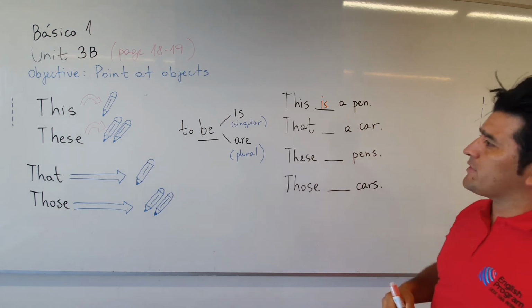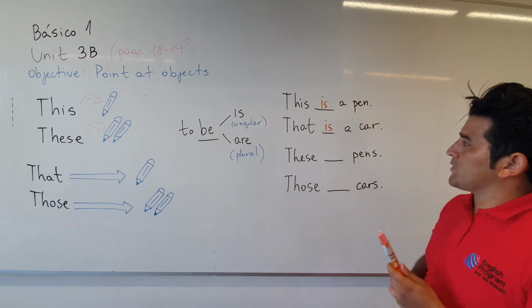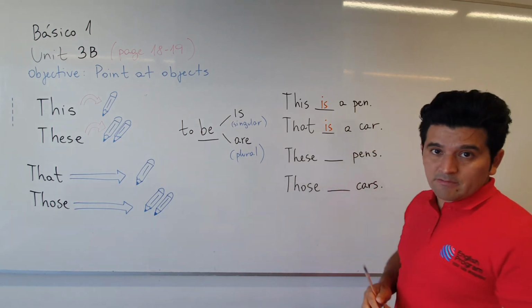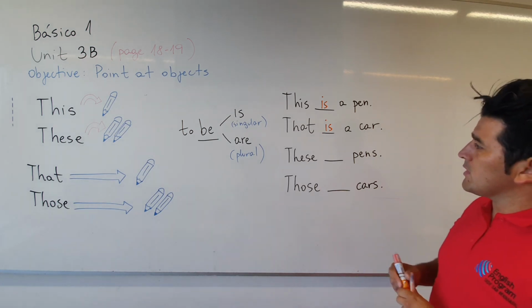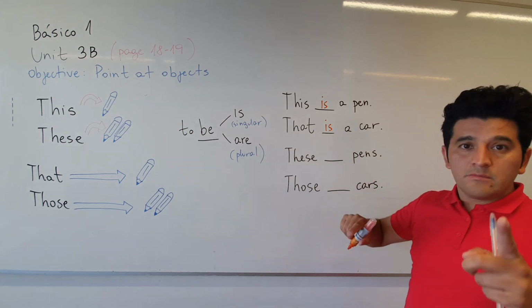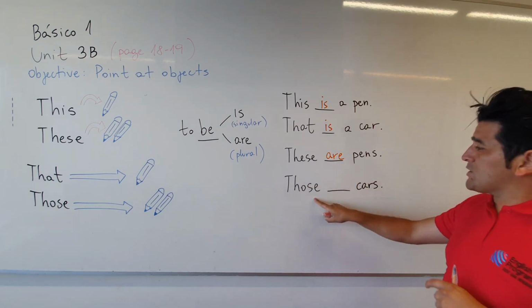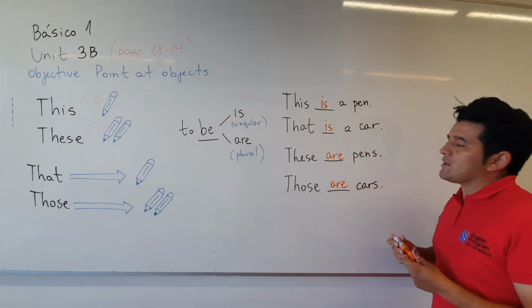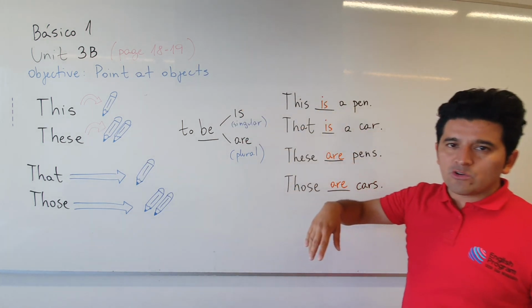Okay, what happened in the case of that? Singular or plural? Singular, of course. So we say, that is a car, that is a pen, okay? Singular or plural? Plural. These pens, plural. So we use is or are? Are, correct, because it's plural, okay? These are pens. And in the case of those, we use are, okay? Those are cars, okay?